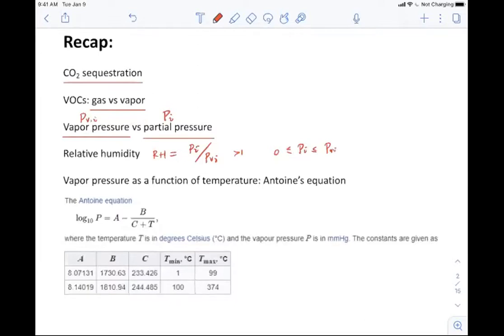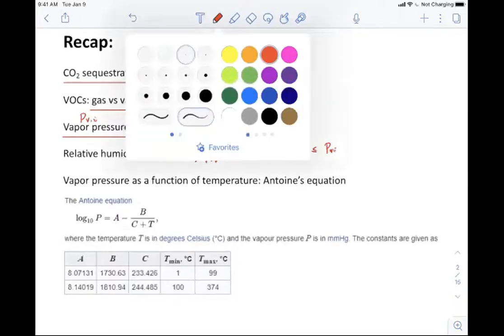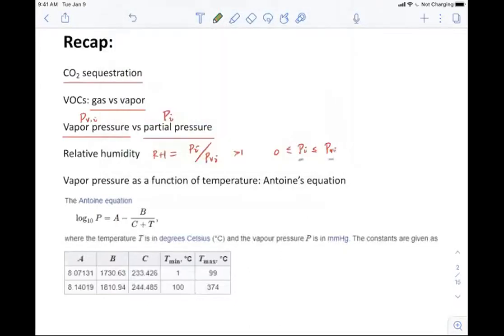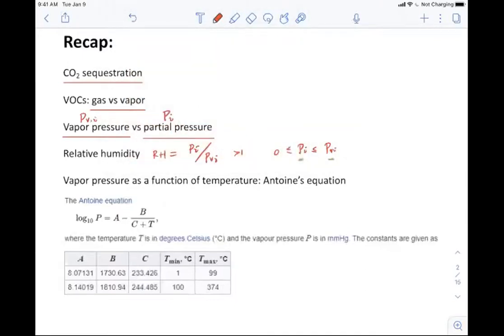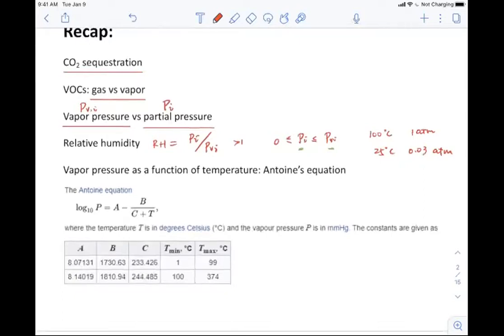And we also said that not only can the partial pressure change, the vapor pressure can also change. It's actually a strong function of temperature, right? We said that for water, at 100 Celsius, the vapor pressure is 1 atmosphere, and at 25 Celsius, this vapor pressure is 0.03 atmosphere. So there's a very significant change as a function of temperature. And we said that we could use an equation called Antoine's equation to describe this change as a function of temperature. So I'm listing this equation here again, right?